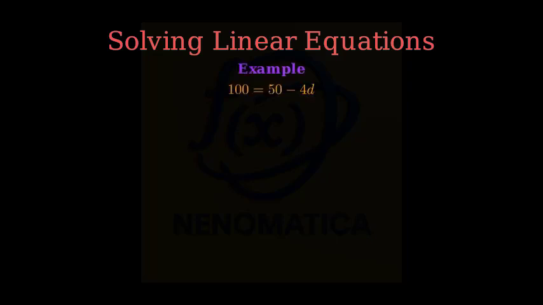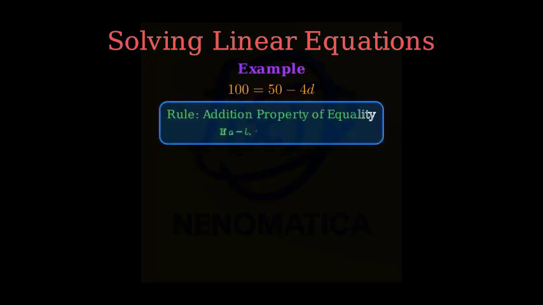We need to solve the equation 100 equals 50 minus 4d. To solve this equation, we need to isolate the variable d. Let's start by adding 4d to both sides of the equation. This gives us 100 plus 4d equals 50.